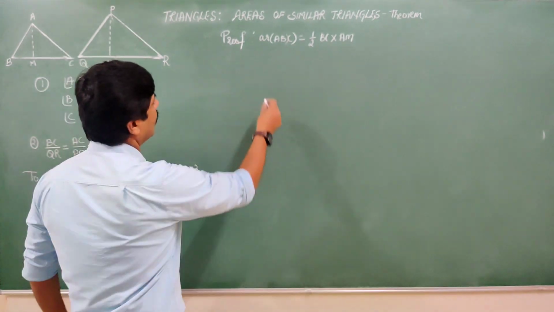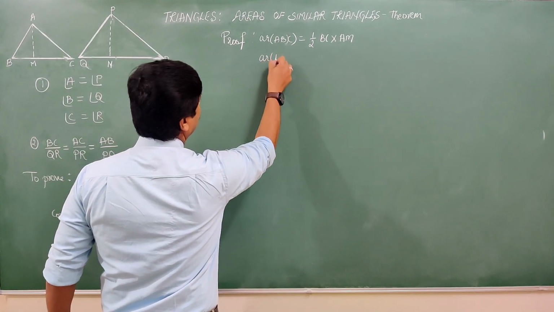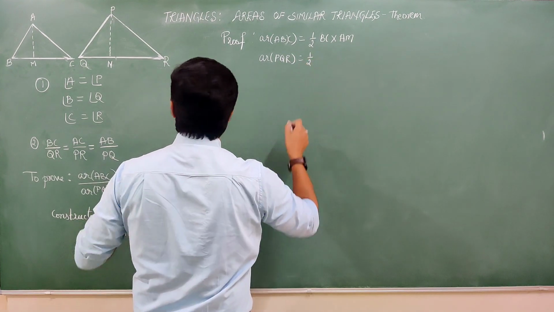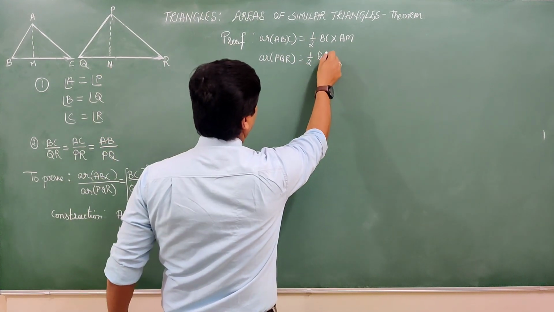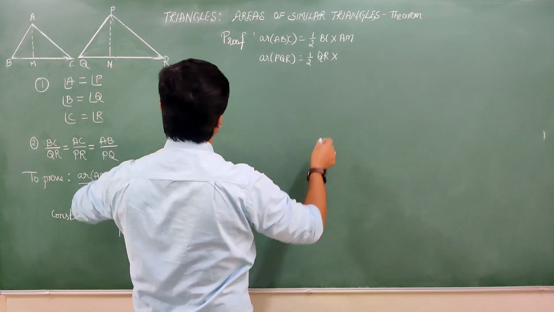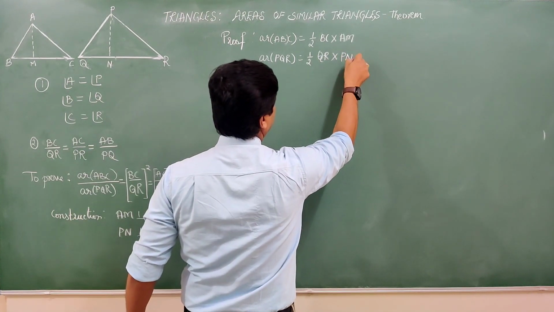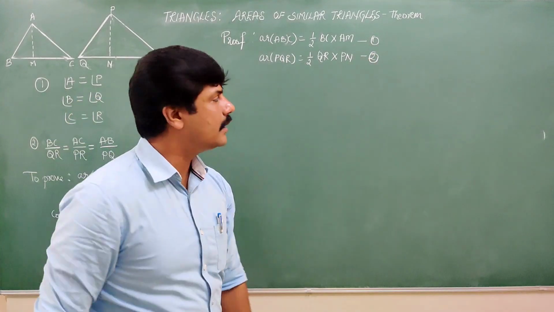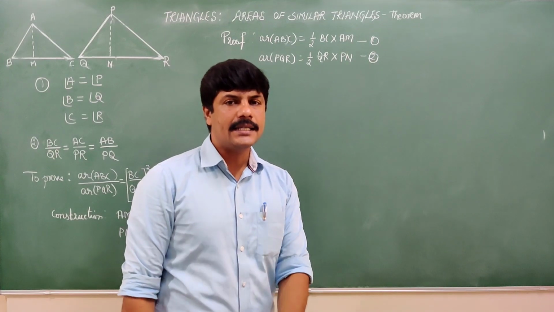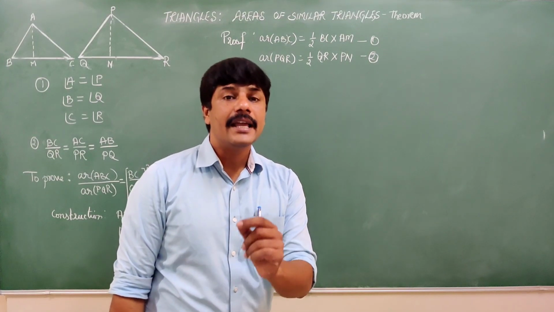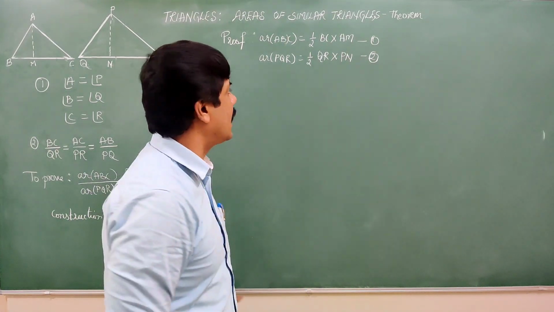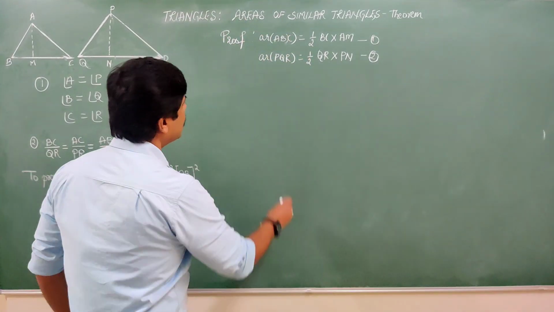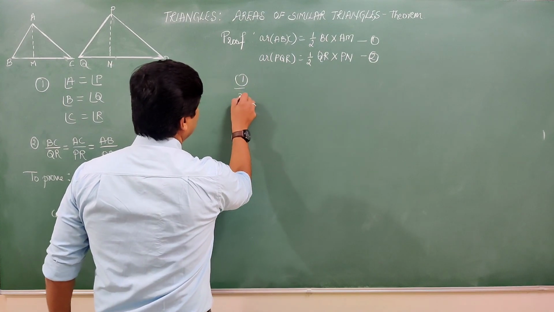Then area of second triangle, PQR. Area of PQR is half into what is base? QR into what is height? PN. Mark this as 1 and 2. Recall the statement. It is the ratio of areas of similar triangles. Therefore, we have to take its ratio. What is that meaning? Divide 1 by 2.